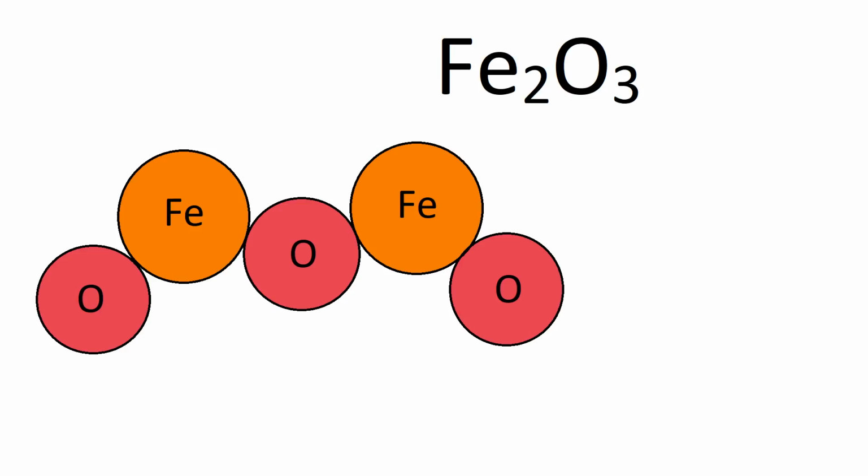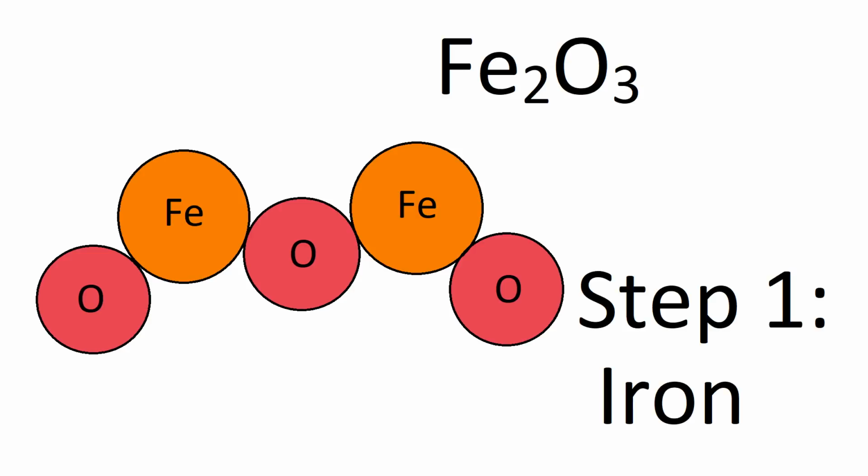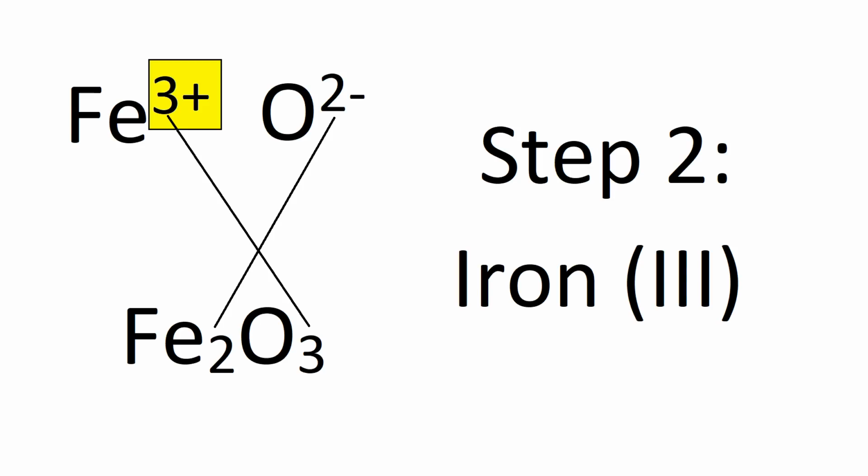Now we're going to do an example for naming an ionic compound. In this case, we're going to be trying to name Fe2O3. First step is to just write the name of the metal. In this case, Fe means iron, so you just write iron. Now the second step is you look if the metal is a transition metal. If it is, you look at the charge that metal had.